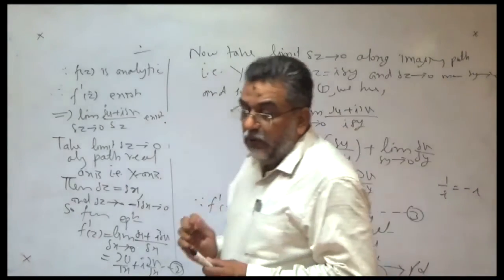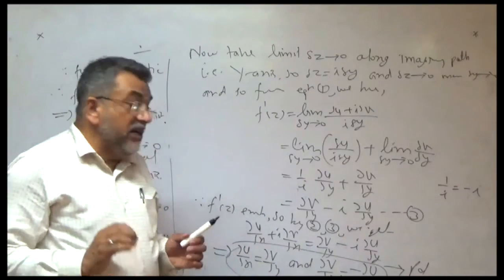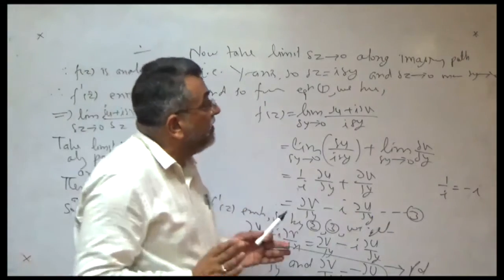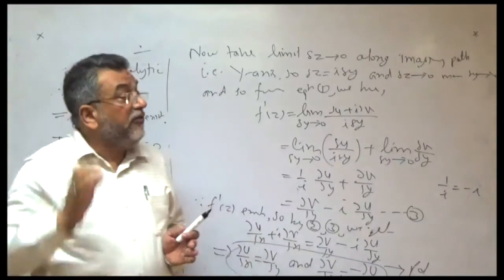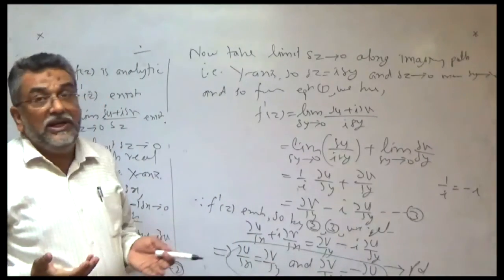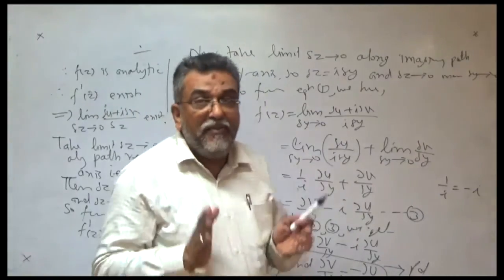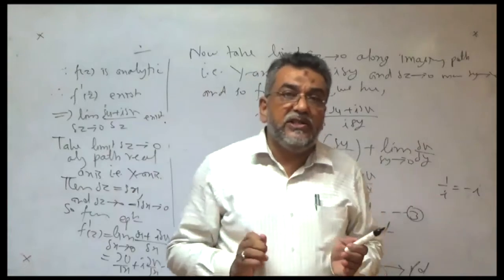Means del u by del x equal to del v by del y and del v by del x equal to minus del u by del y. These are the CR equations, means Cauchy-Riemann equations, and this is your necessary and sufficient condition for any function to be analytic at a point. And this is the basic and main tool by which you can check whether the given function is analytic or not.